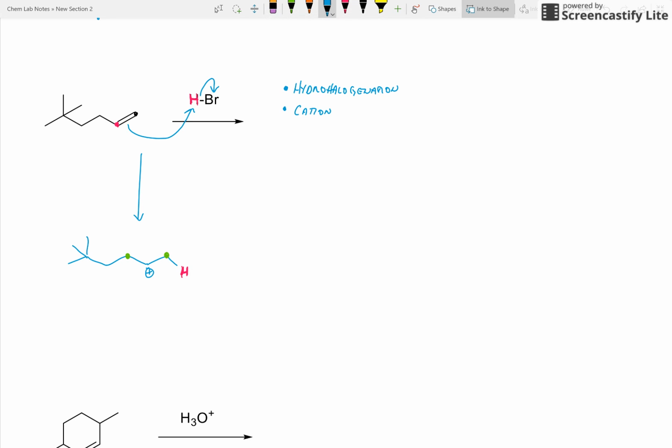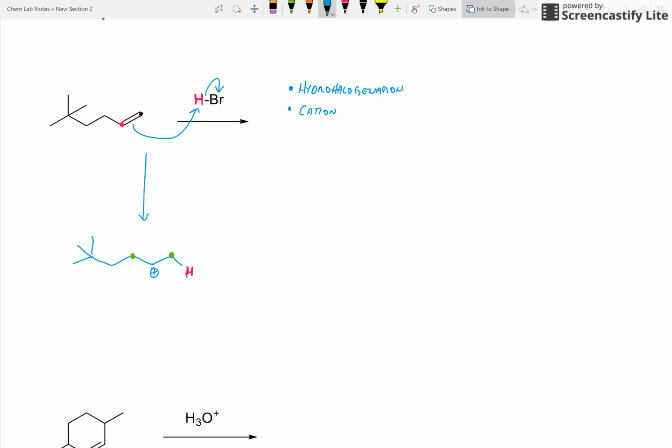Once we have the most stable plus, then we can bring in our minus. And our minus in this case is going to be the bromine. So bromine comes in, there we go. It makes that noise while it comes in, and so there we have our answer at the end of it.